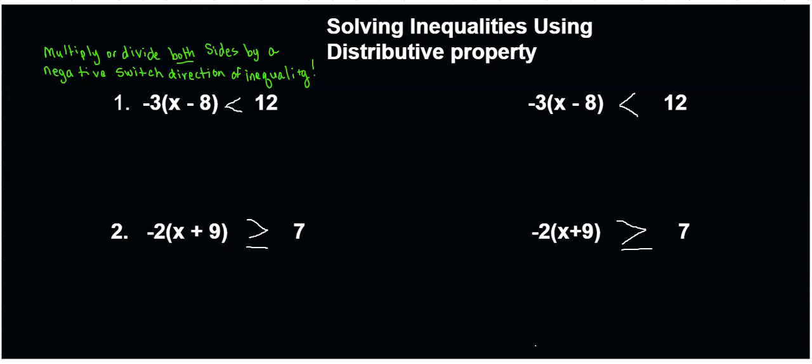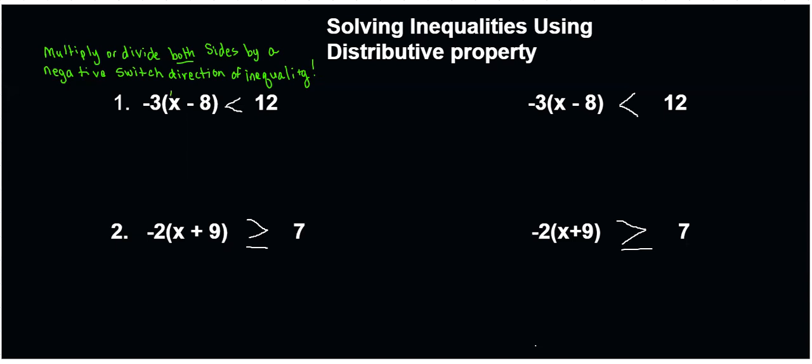So let's get started. All right, as you can see in number one, I wrote the problem twice because I'm going to show you two different ways of doing it. So I've got -3 times the quantity x minus 8 is less than 12. I don't want -3 times the quantity x minus 8, so what I'm going to do is distribute this -3 all the way through.